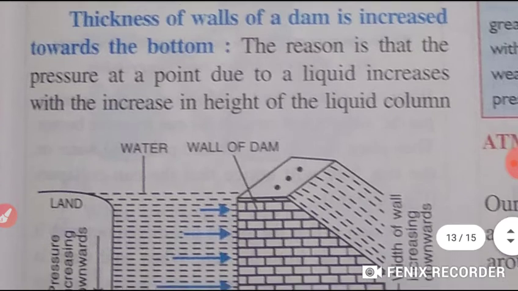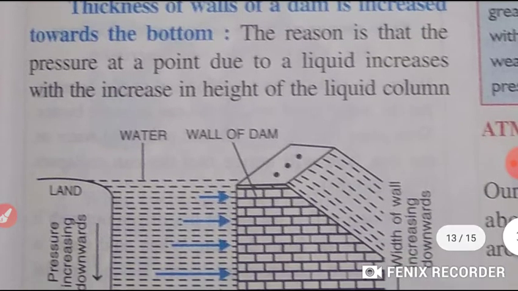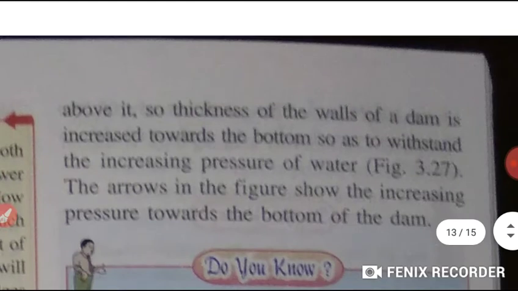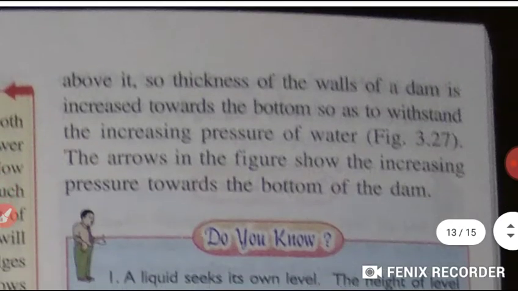The pressure at a point due to a liquid increases with the increase in the height of the liquid column above it. So the thickness of the wall of a dam is increased towards the bottom, so as to withstand the increasing pressure of the water.